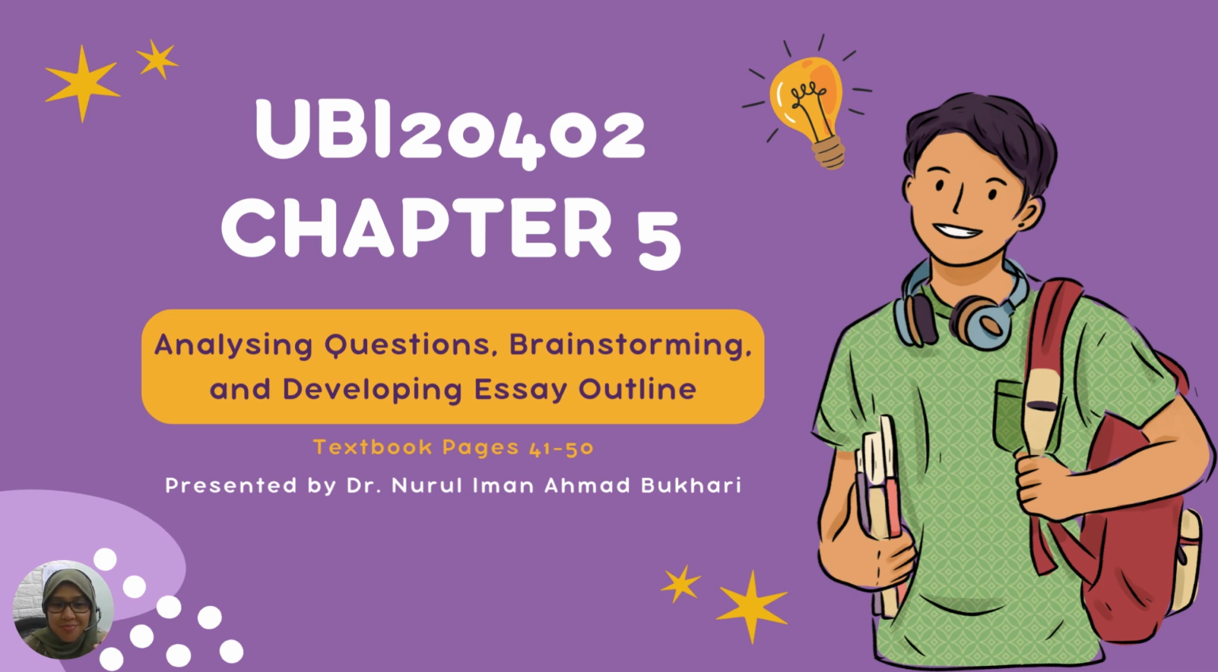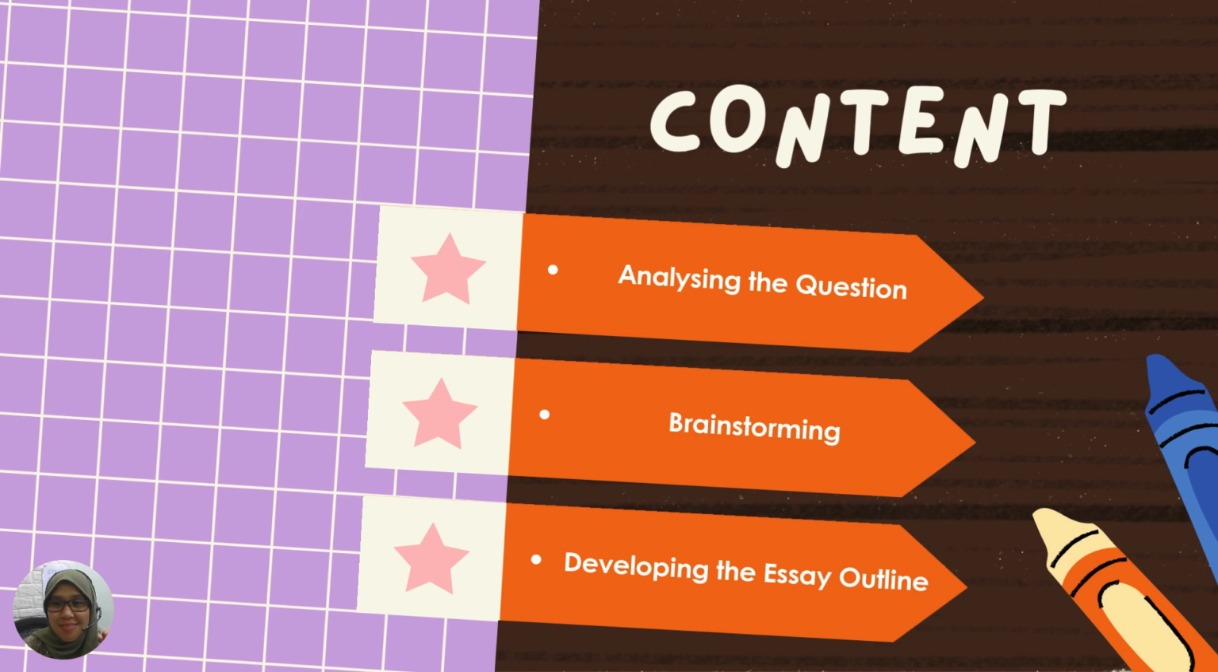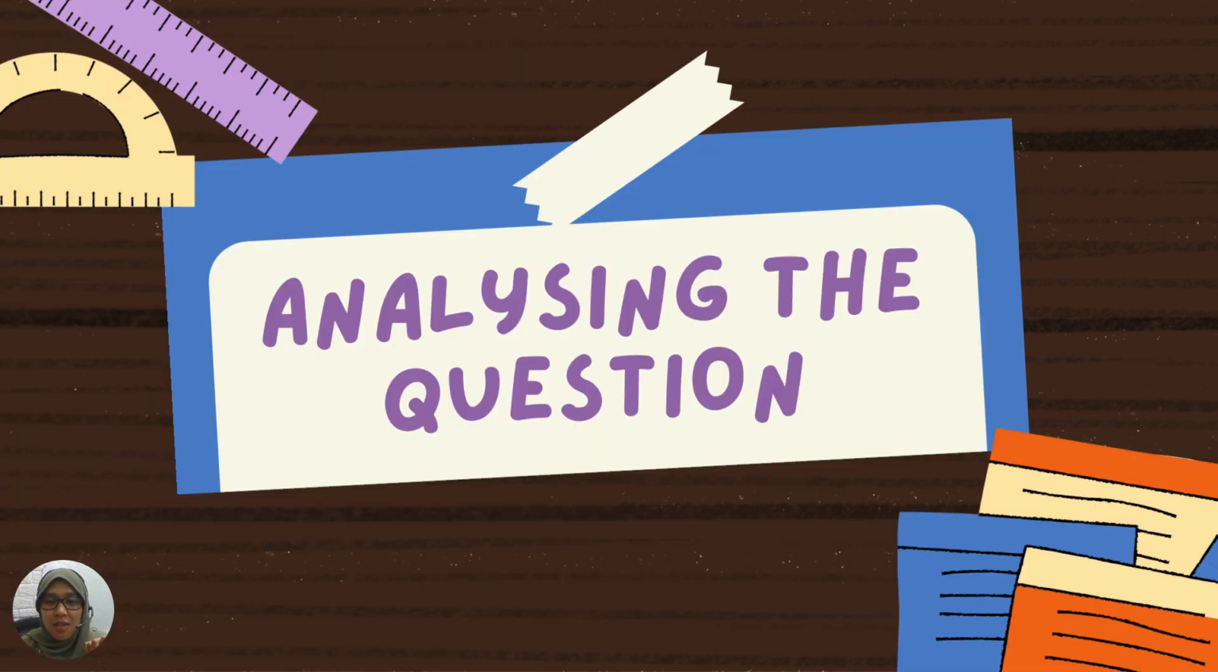So let's go. You can follow along in your textbook, pages 41 to 50. So the content for today is number one, analyzing the question, number two, brainstorming, and number three, developing the essay outline. Now let's begin with the first content, which is analyzing question.